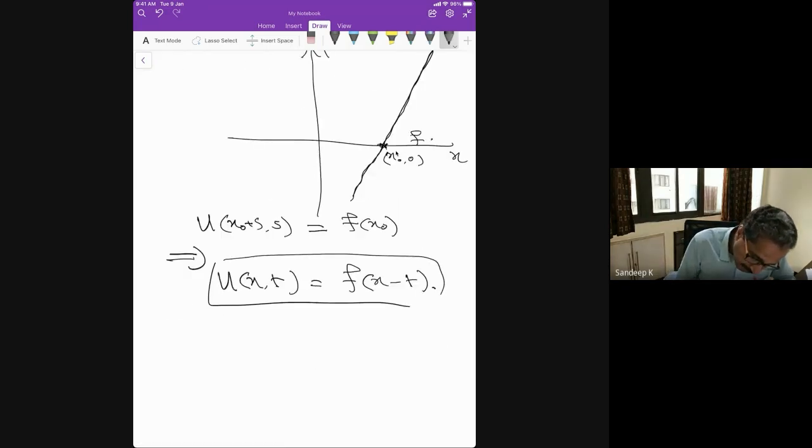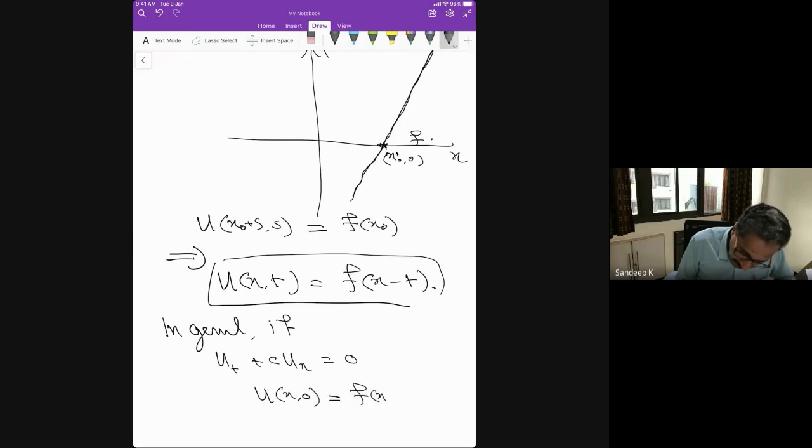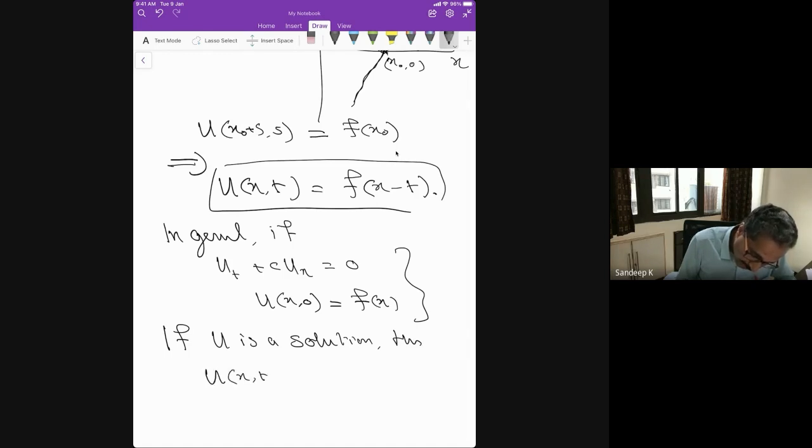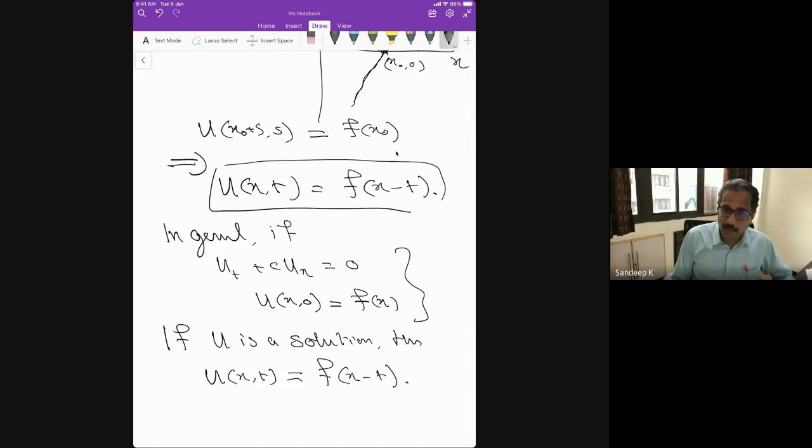And using the same strategy, in general, if your equation is u_t plus c times u_x is equal to zero, and u at (x, 0) is equal to f of x, this is the equation I started with, then you can show using the same approach that if u is a solution, then u of (x, t) has to be equal to f of x minus ct. So what we are seeing is that if there is a solution, it has to be this.